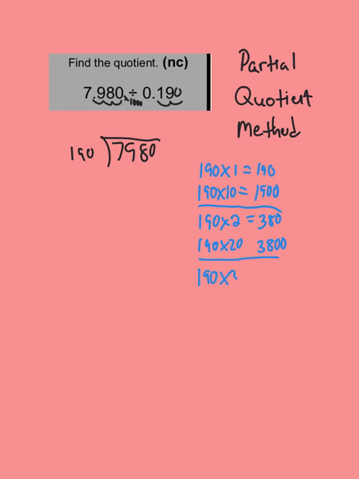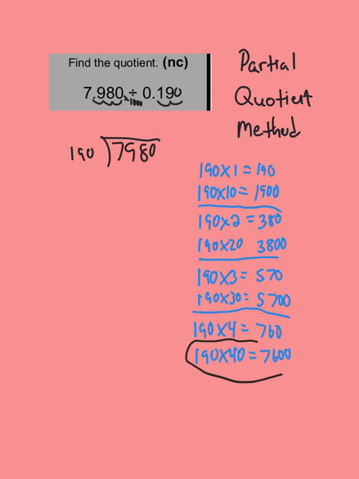190 times 3 is 570. So 190 times 30 is 5,700. And 190 times 4 is 760. So 190 times 40 is 7,600. Now, you don't have to write all of that out, but I did just to show you how this could help us out. So first, 190 into 7,980.